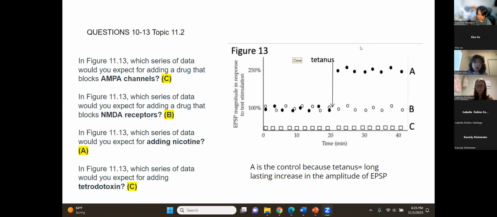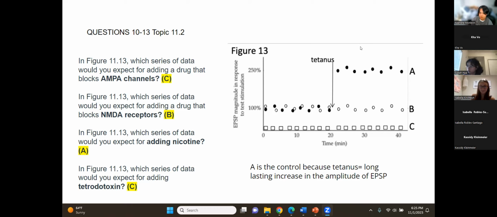I have a quick question. If tetanus wasn't there, would adding nicotine still have the same effect? Or would it be like B? So I think it still would have that effect, because nicotine is an agonist, and agonists will activate the receptor.